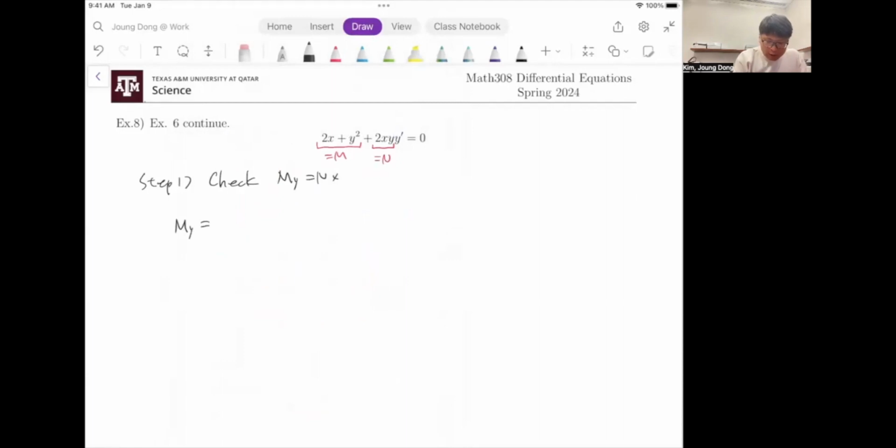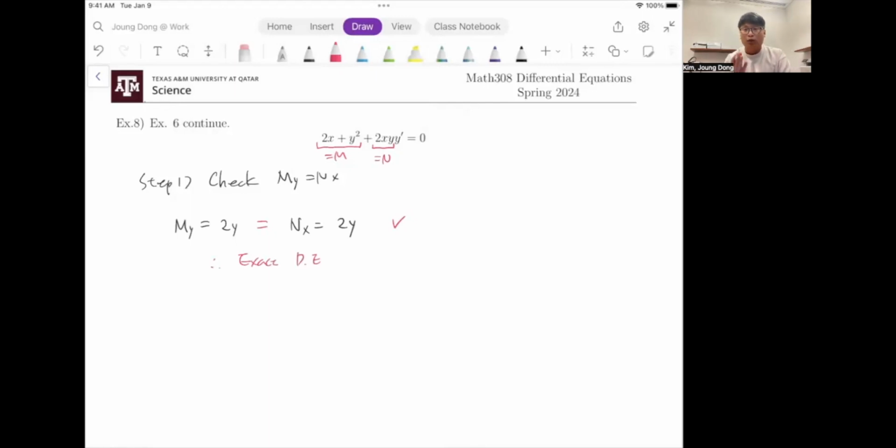What is My? We're going to take the derivative with respect to y. Then x is constant, which means 2x prime is equal to 0, and y squared prime is 2y. And what about Nx? With respect to x, all other things are considered constant. Then 2xy prime is 2y, because 2xy is 2yx, and 2y is the coefficient of x. So 2yx prime is 2y. Is it okay? Wow, they are equal to each other? Check. Therefore, I can say that it is an exact differential equation.